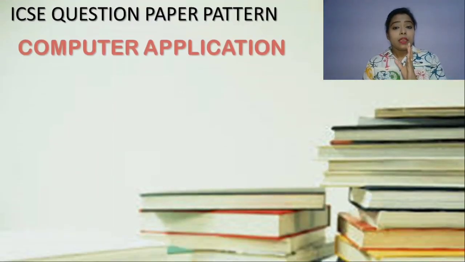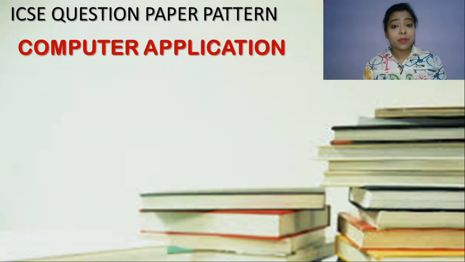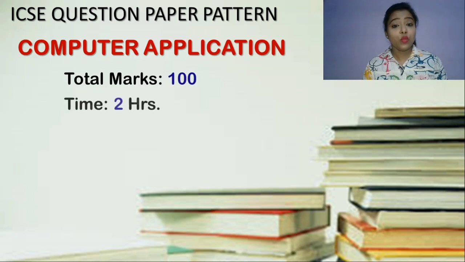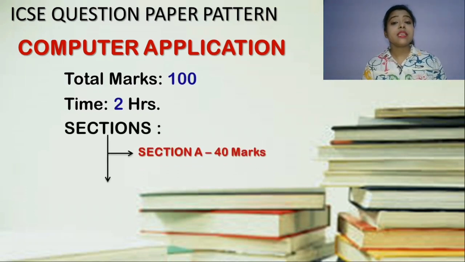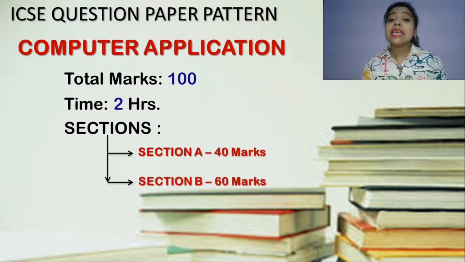So you need to know the Computer Application paper is of 100 marks and you will get 2 hours to finish this 100 marks paper. And this 100 marks is divided into two sections. The first section, Section A, contains only 40 marks, and this is mainly the theory part. And the second section, Section B, contains 60 marks, which is only the programming part.